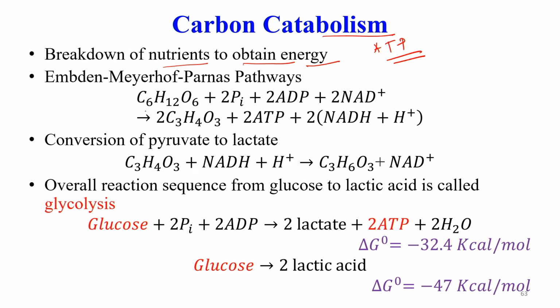In the EMP pathway, glucose is converted to pyruvate. One molecule of glucose is converted to 2 molecules of pyruvate. In addition, there is generation of 2 ATP molecules and 2 NADH and H plus molecules. Further, this pyruvate is converted to lactate, and if I combine these two equations 1 and 2, this is called overall glycolysis, where glucose is converted to lactic acid.